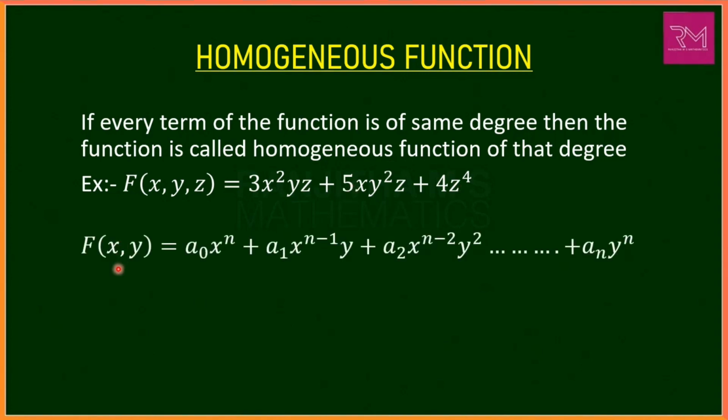In general, we can take f of x, y equal to a naught x power n plus a1 into x power n minus 1 into y plus a2 x power n minus 2 into y square plus up to the term an, where the last term is x power n minus n. N minus n is 0, and x power 0 is 1, hence we can take the last term as an into y power n.